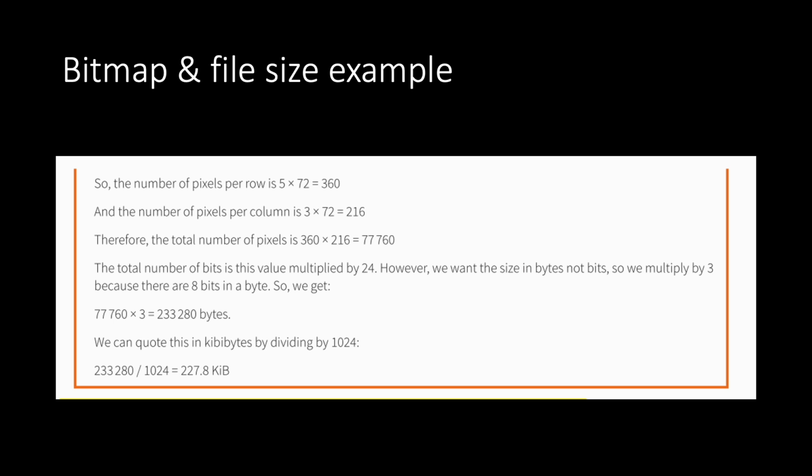Right, here's what the textbook is doing. 5 times 72, the number of pixels per row, 3 times 72, the number of pixels per column, multiply them together for the total number of pixels, multiplied by 24, and then we get this number of bytes, which is a little bit hard to read. So instead of displaying this byte number, we divide it by 1024 and change it to kibibytes. Perfect.